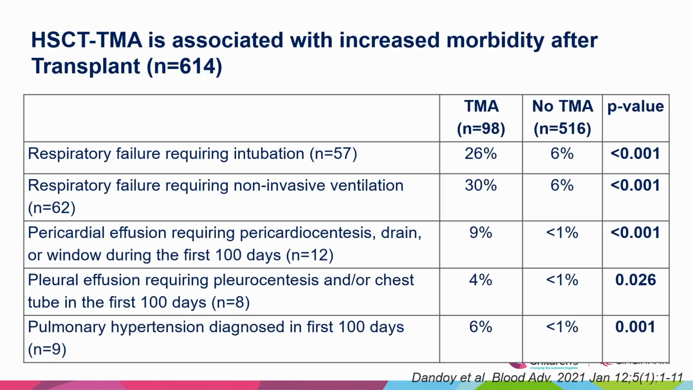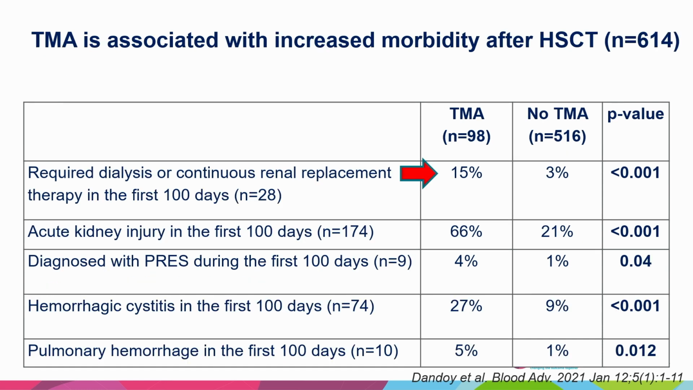So here are the outcomes we looked at, and then we just compared TMA to no TMA. So you can see here, respiratory failure requiring intubation, non-invasive ventilation, pericardial effusions requiring a drain or a window, 10% versus less than 1%. Pleural effusions requiring thoracentesis or chest tubes, pulmonary hypertension, and it's real deal pulmonary hypertension. Needing to go on CRT, 15% versus 3% in the first 100 days. Acute kidney injury, PRES, hemorrhagic cystitis, and pulmonary hemorrhage.